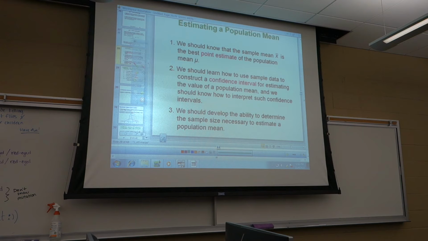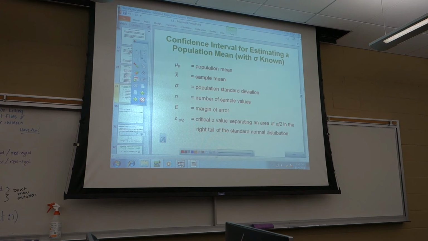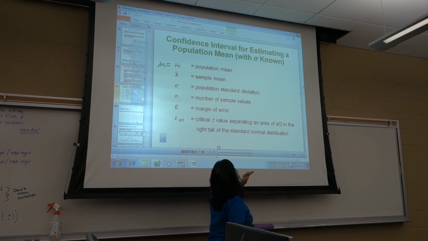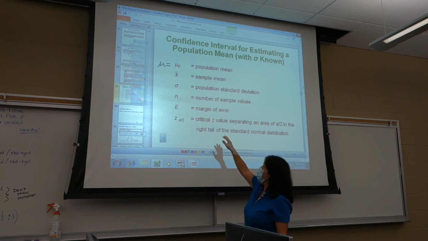We're also going to learn how to find a confidence interval and sample size. So first off, I'm just going to mention some things that you folks already know, like mu or mu naught. Same thing. That's your population mean. X bar, you all know that's your sample mean. Sigma, you folks know that's your population standard deviation, right? The circle with the little tail. N, obviously, is our sample size as always. E is our margin of error as always.